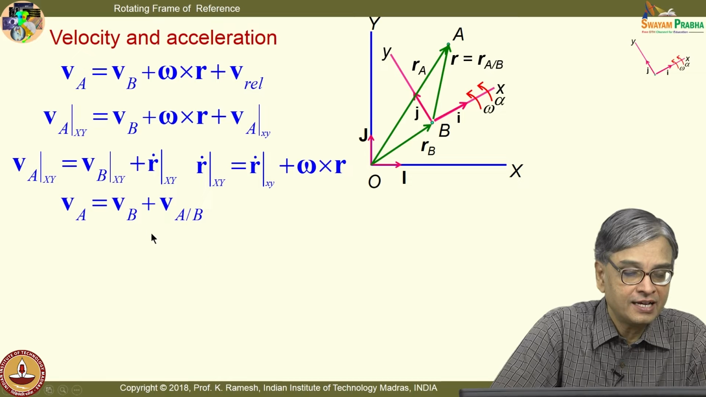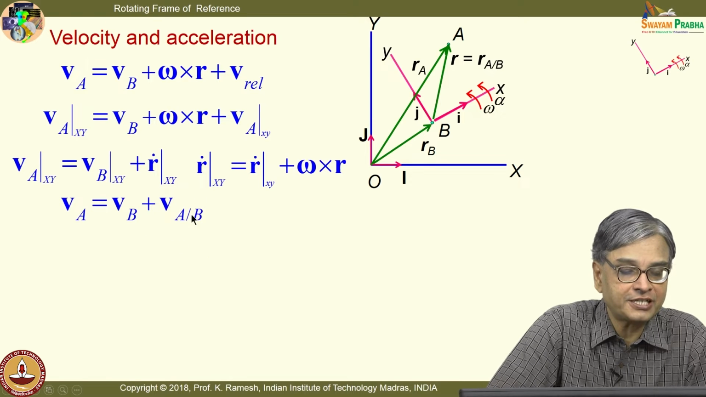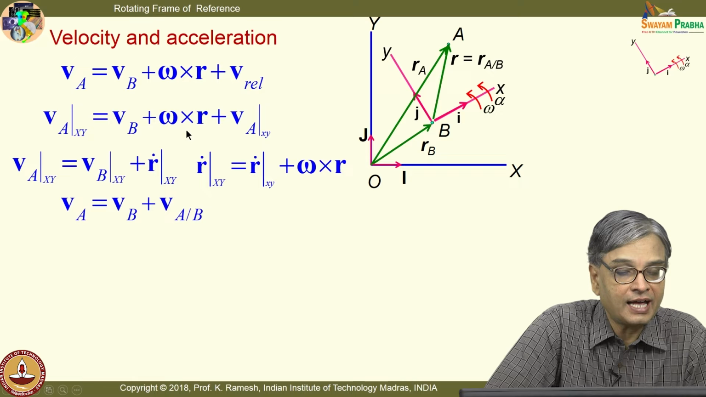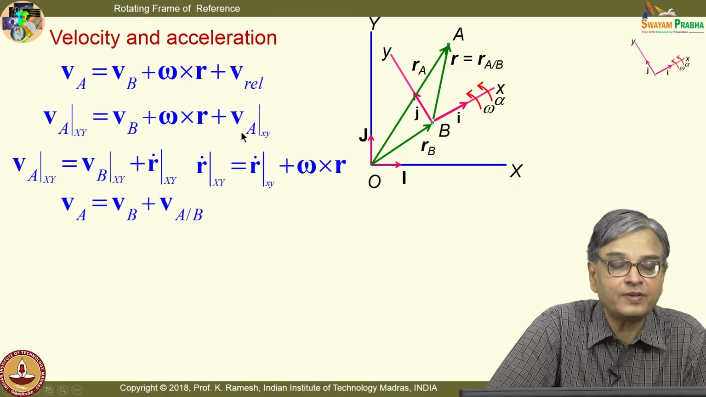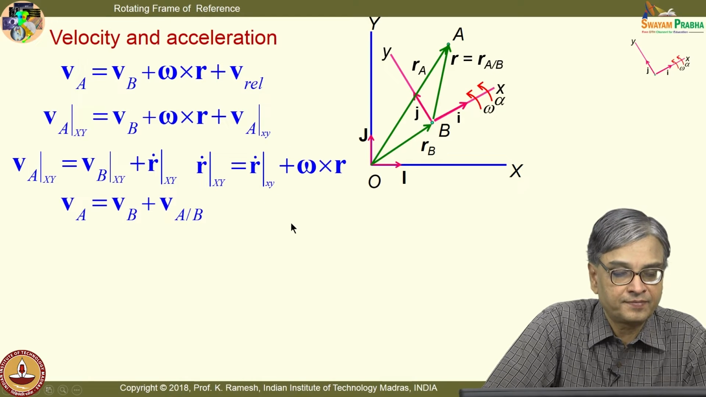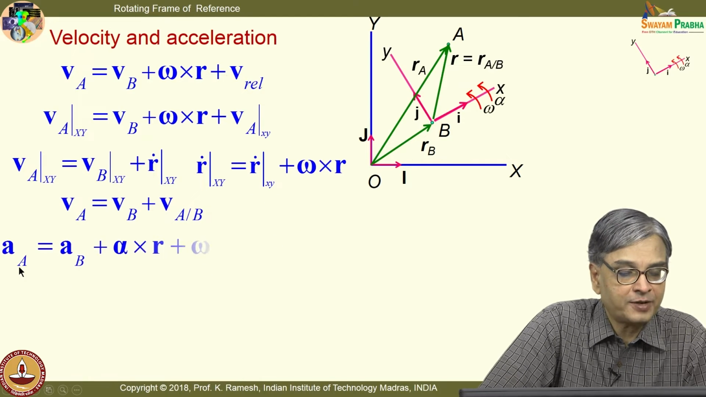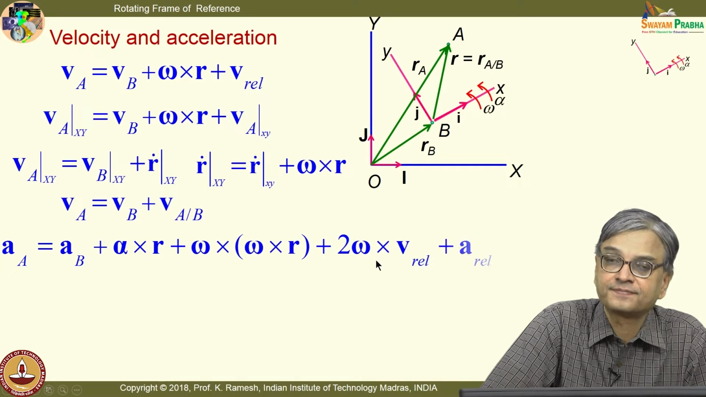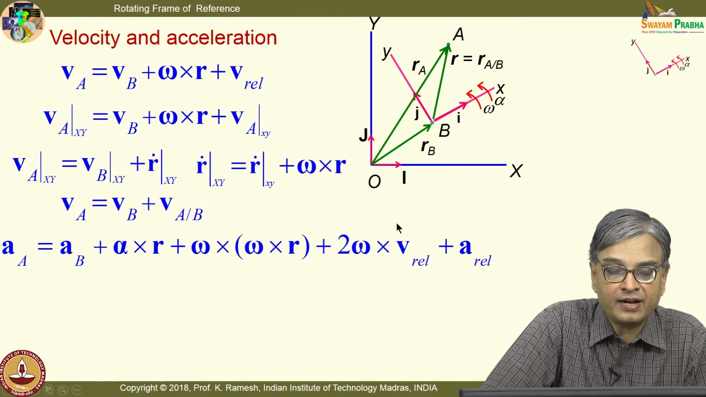But when I say the relative velocity expression, this V A with respect to B has two terms now, omega cross r plus V A x y. And when you use this expression very carefully for differentiating this, I get the expression for acceleration as like this. I have a V rel as well as A rel.